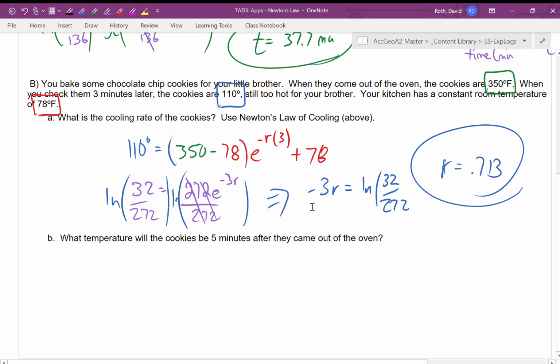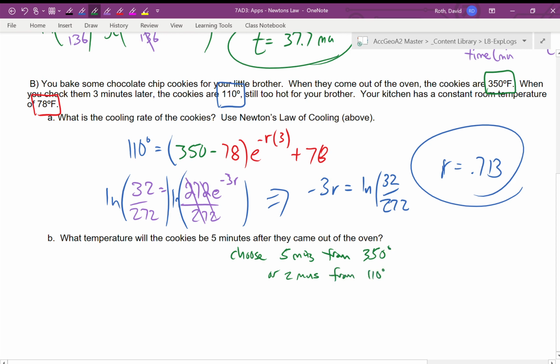So, what temperature will the cookies be 5 minutes after they came out of the oven? Now we have a choice. We can choose 5 minutes from, what was the initial, 350? Or after 3 minutes, wasn't it 110? So we could do 2 minutes from 110. Either way should work.